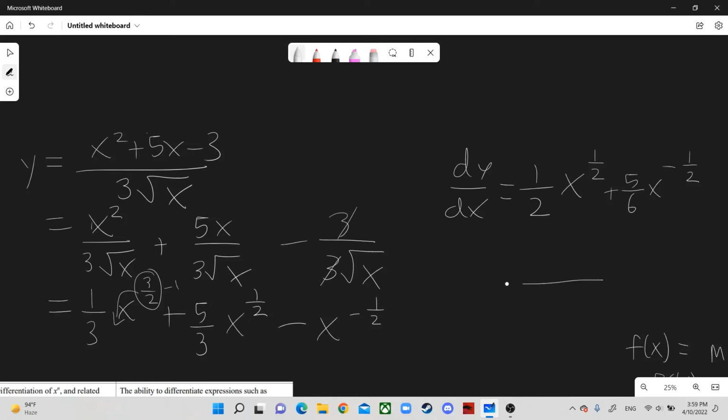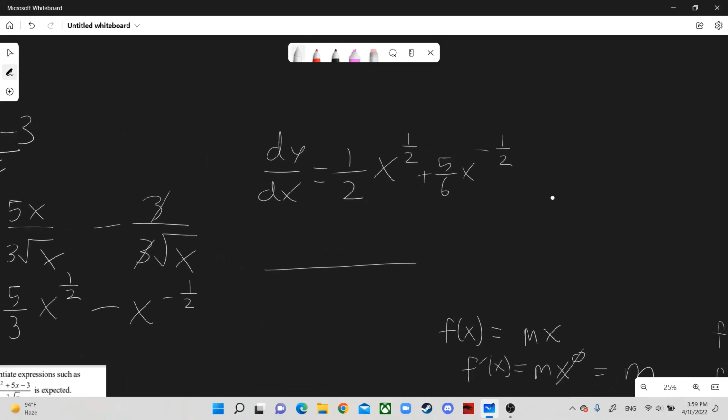Okay, and last but not least, we just have to differentiate this. Minus a half, bring it to the front. There's a minus here, so you get minus a half times minus a half, plus a quarter, x, and then you minus 1 from the power. Minus a half, minus 1, is minus 3 over 2.